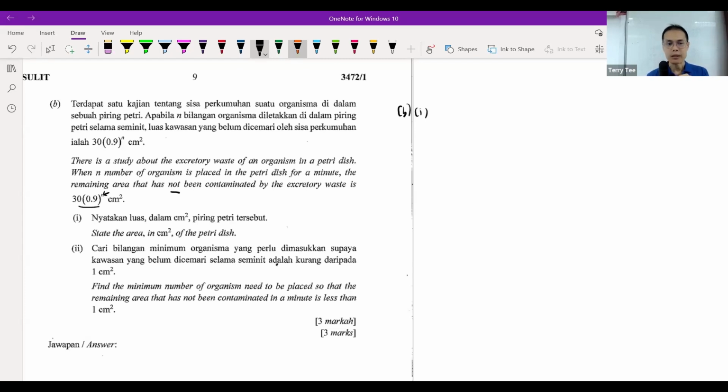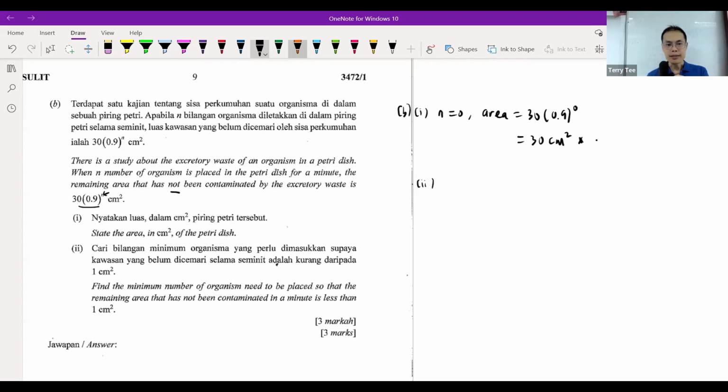So if you put it after 1 minute, if you have n organisms, then we're going to substitute the value n. Now, if you don't know what the area of the petri dish that has not been contaminated is, very simple. We just substitute n equals 0. Let's say there's no organism inside. So the area will be 30 times 0.9 power 0. Now, we know anything power 0 is 1. So the area is just 30 square cm.